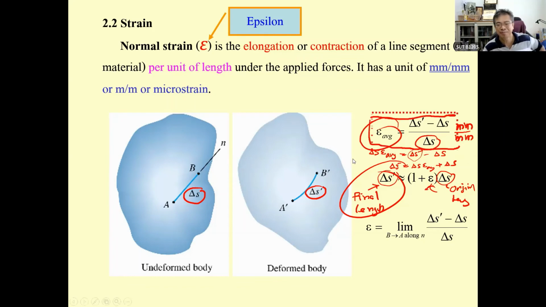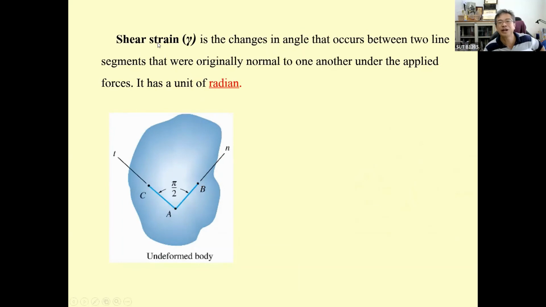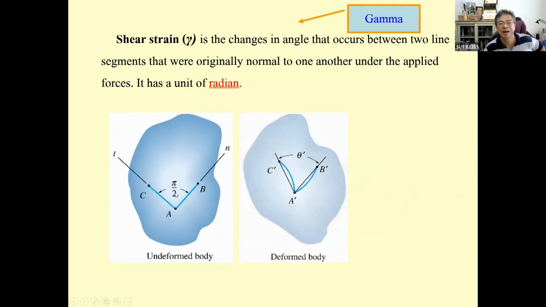Okay, and then the shear strain is the change in angle. The shear strain is gamma, and it is the change from pi over 2, or 90 degrees. But we don't use 90 degrees, because the unit of the shear strain is in radians.